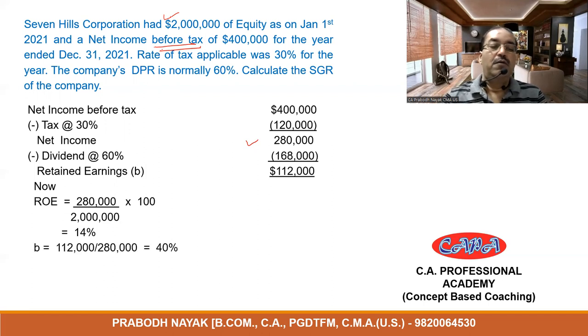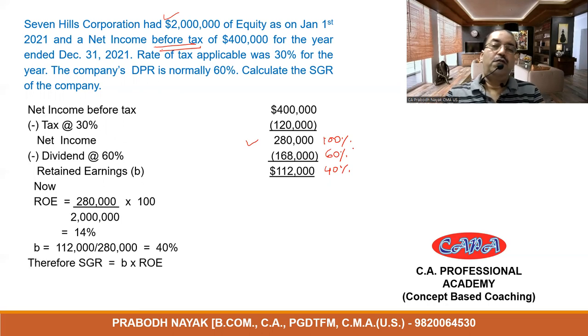Okay. Balance. I said balance: 112,000 out of 280,000 is balance. That comes to 40%. Even if you don't calculate this, you are getting it from here. This is 60%. This is 100%. So this has to be 40%. 100 minus 60 is 40. Correct?